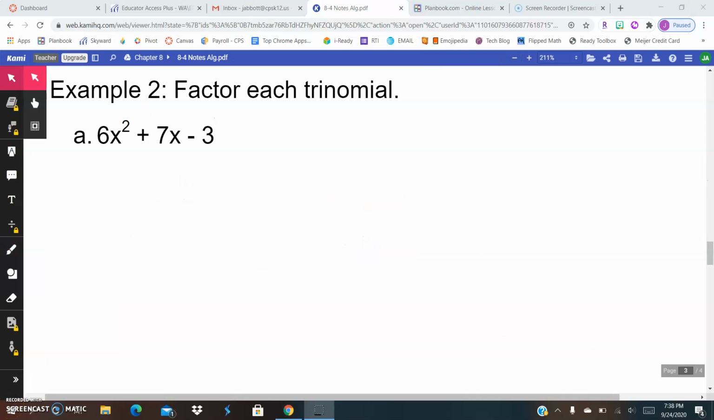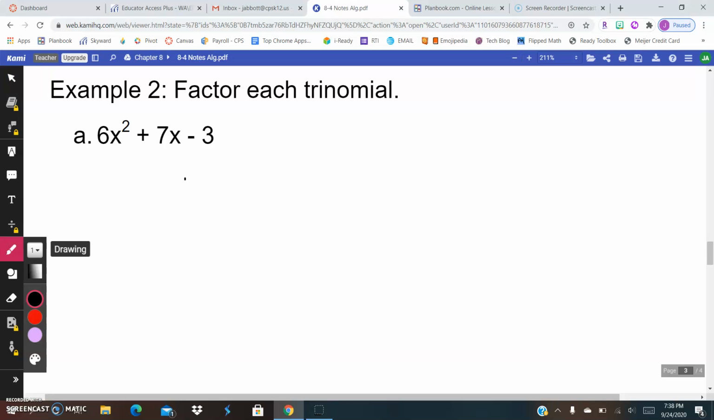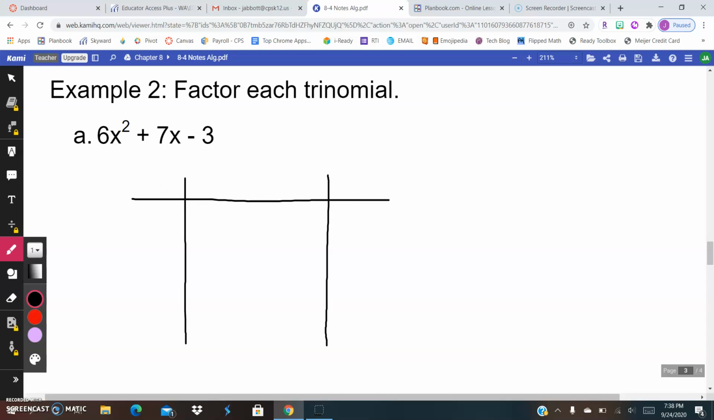We have a problem where the c value is negative. So when that happens in our chart, our a value is 6, our c value is negative 3, and then our outer plus our inner has to give us a positive 7. So multiplying together to get 6, we could do 1 and 6. Negative 3, we could do 1 and 3. But to get negative, one of our numbers has to be negative.